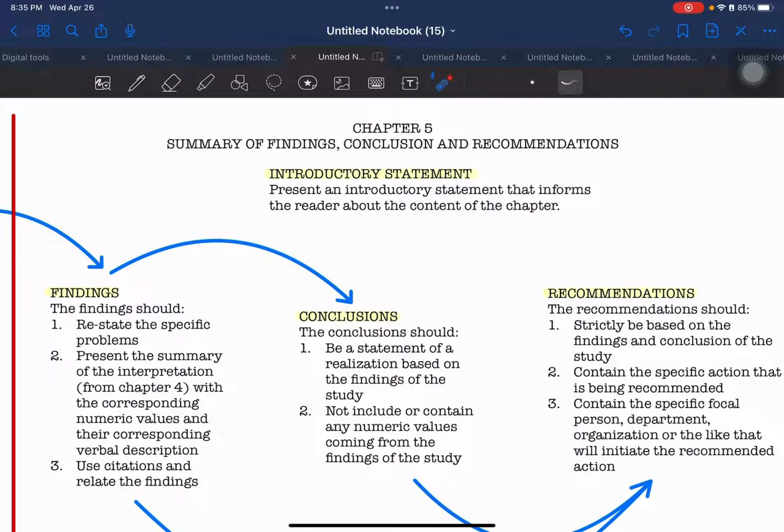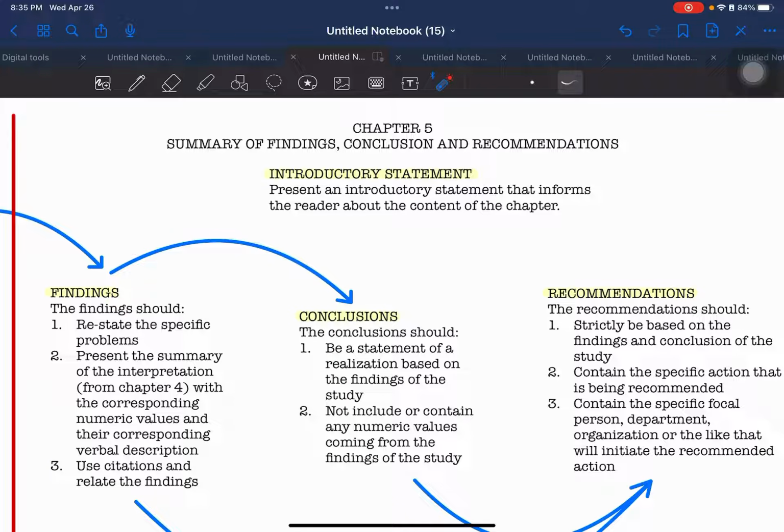Ano ang laman ng chapter na ito? Yun lang. You can do this in 1 to 3 sentences. Again, this is a very simple and direct part of your manuscript for chapter 5. Just present or inform the reader about the content of this particular chapter. You may state or write that this chapter will present the following. O sabihin nyo na the summary of findings, the conclusion, and recommendation.